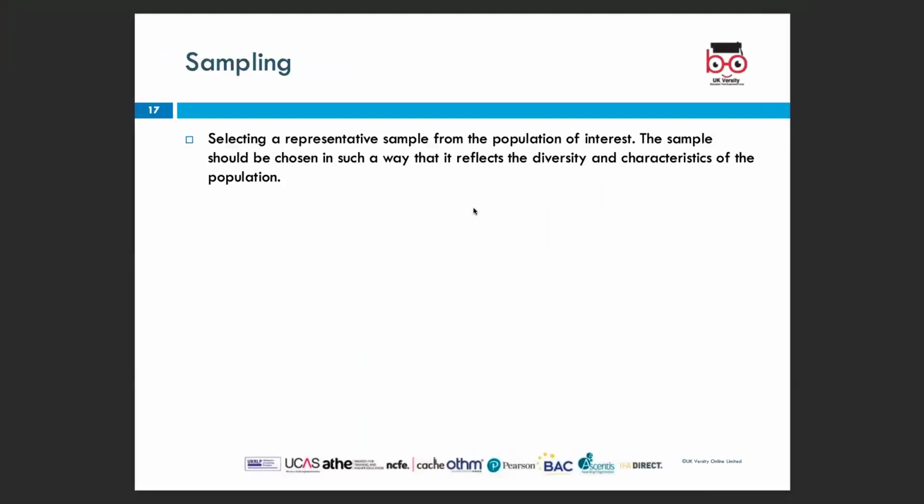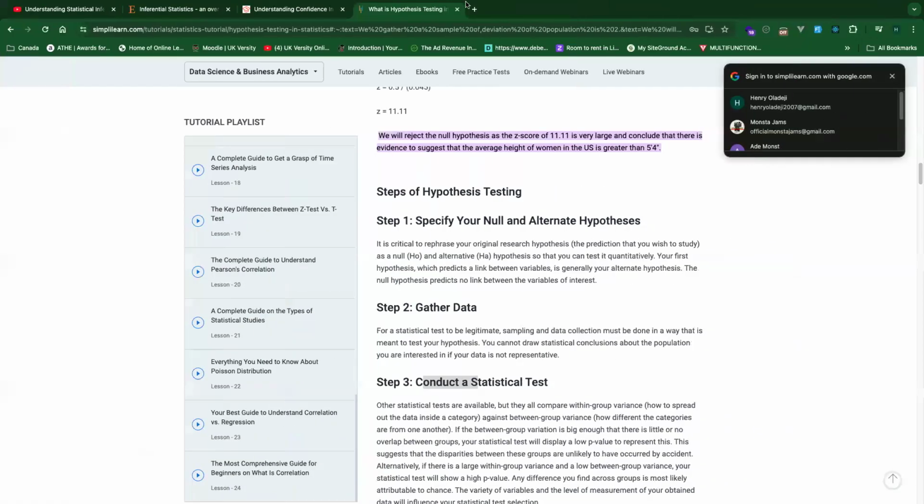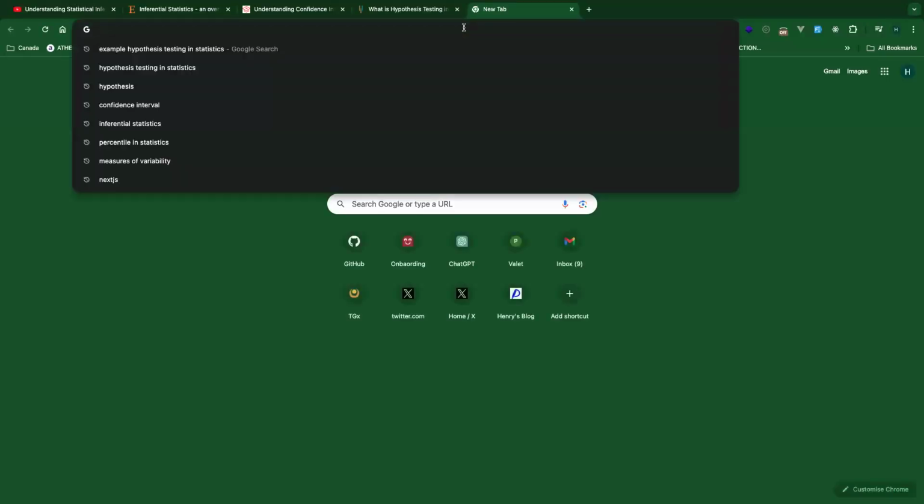So we have sampling. This is selecting a representative sample from the population of interest. The sample should be chosen in such a way that it reflects the diversity and characteristics of the population. So take, for example, you want to do a weather forecast. You have to go back to getting the sample, and then you can use the sample to know how to forecast the weather.